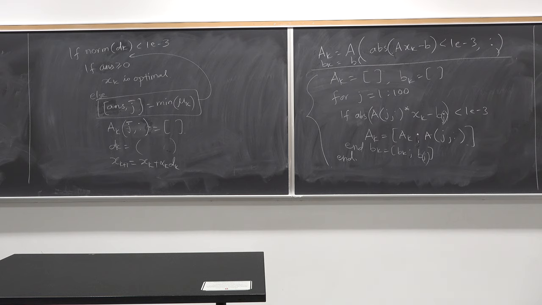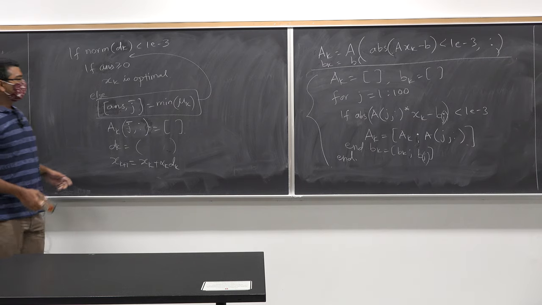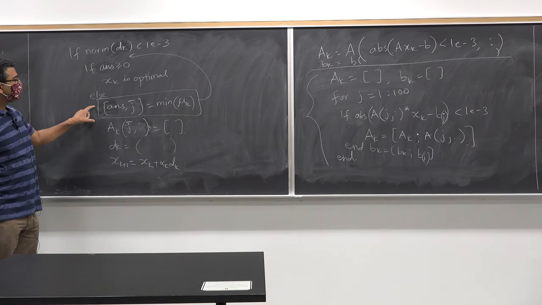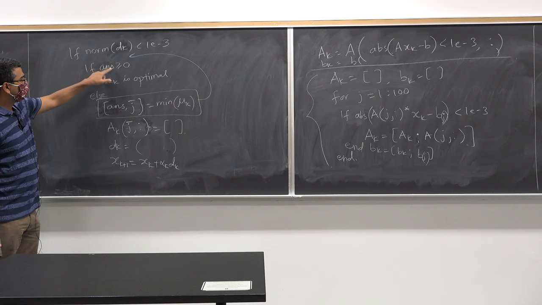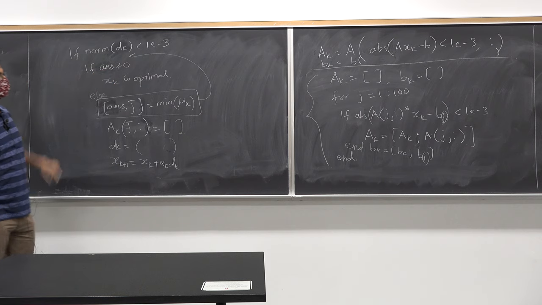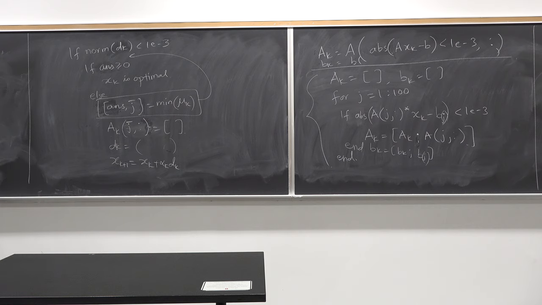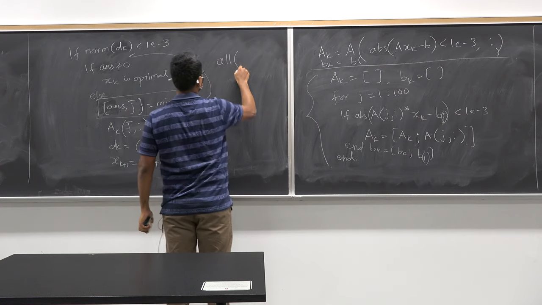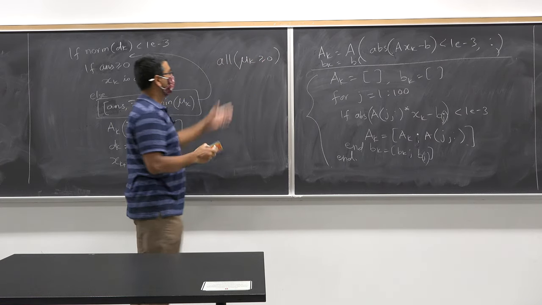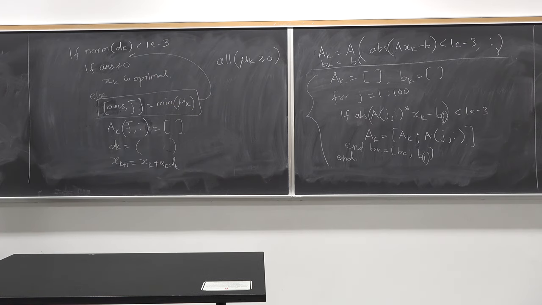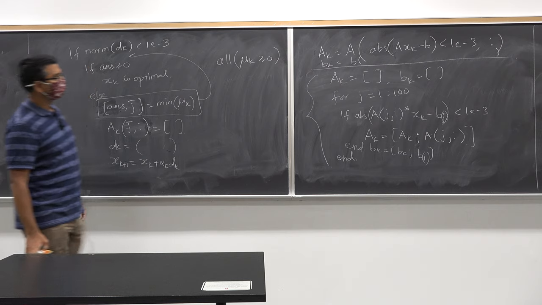Because if minimum value of mu k is greater than or equal to zero, then it means that mu k itself is greater than or equal to zero. Yeah, I think this one would work better because you can't really check a vector is greater than or equal to zero in MATLAB. Maybe you can. Has anyone tried vector greater than or equal to zero in MATLAB? You can use all. Oh, all, okay. Yeah, you can probably use this, all mu k greater than or equal to zero. This is what you were saying, right? Yeah, probably this would work. Right, all would work, that's right. I forgot about this command.